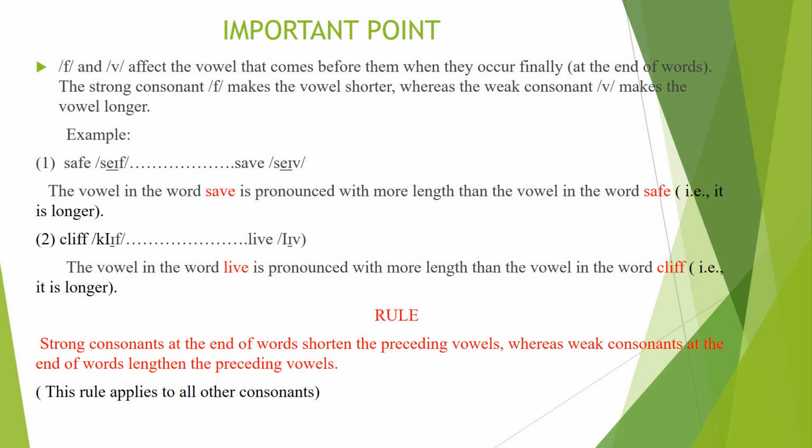So we pronounce it like this. We say safe, save, safe, save. Notice that the vowel in the word save is longer than the vowel in the word safe. Another example, cliff and live. Notice that these are 2 minimal pairs which are similar in everything except in one sound. Now, the vowel in the word cliff is pronounced with more length than the vowel in the word live.